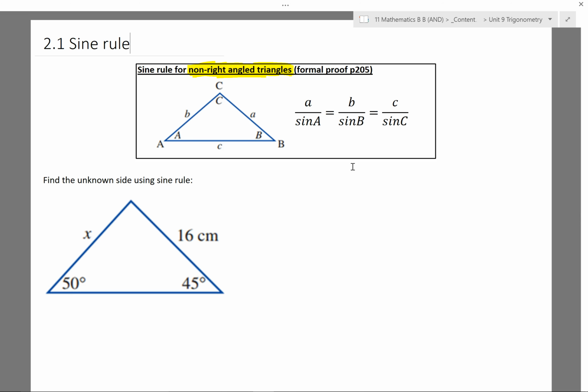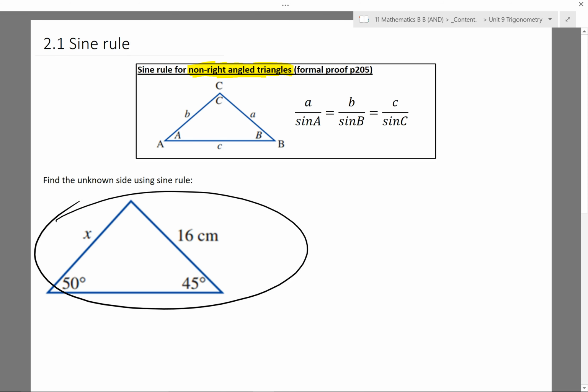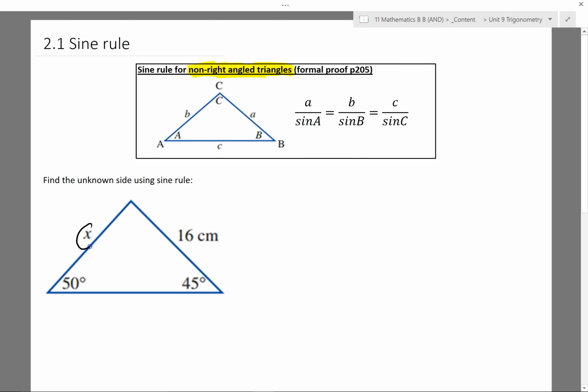In the triangle that we can see here, if I'm trying to find the unknown side x, I can't use sine, cosine, or tan ratios. Why not? Because this angle here is not a right angle. Calculated, this angle would be 85 degrees, so there's no right angle in that triangle.